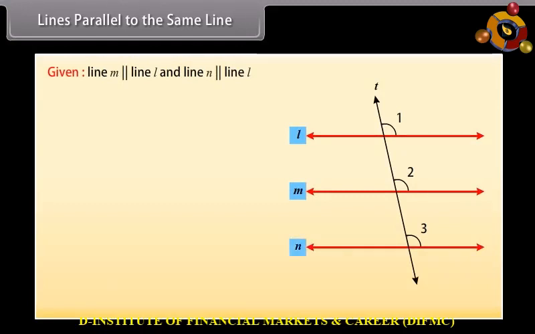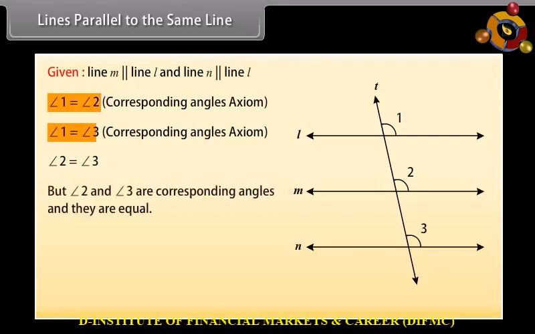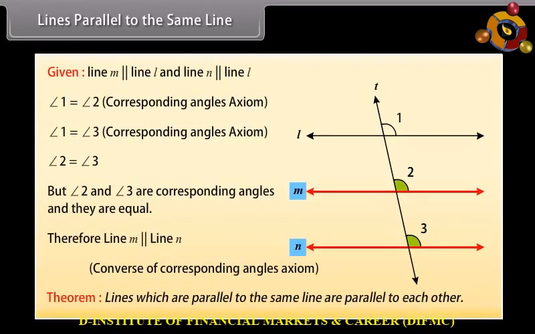Therefore, by using corresponding angles axiom, we can say that angle 1 is equal to angle 2 and angle 1 is equal to angle 3. So from these two we can say that angle 2 is equal to angle 3. But angle 2 and angle 3 are corresponding angles and they are equal. Therefore, by using converse of corresponding angles axiom, we can say that line M is parallel to line N. And this result can also be stated in the form of a theorem. Lines which are parallel to the same line are parallel to each other.